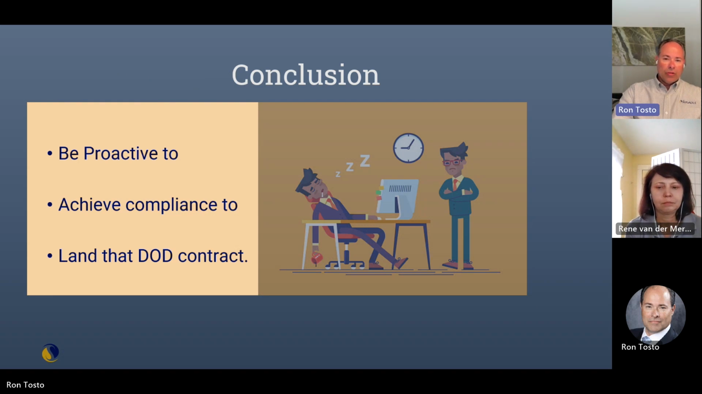In conclusion, this is what we hope for everybody to take away: be proactive with CMMC, achieve your compliance, even if today it is with your NIST 171, and make sure you're in position so you can land your DoD contract.